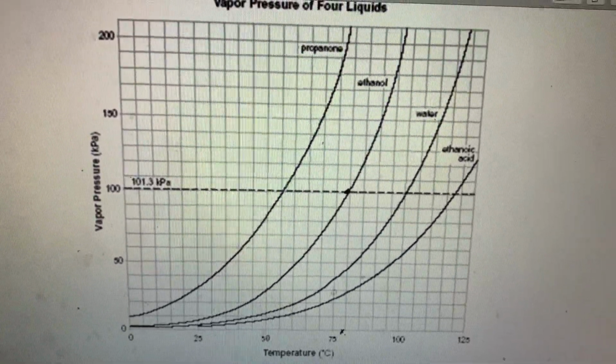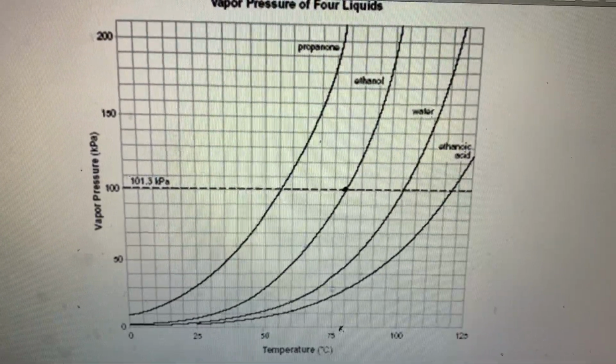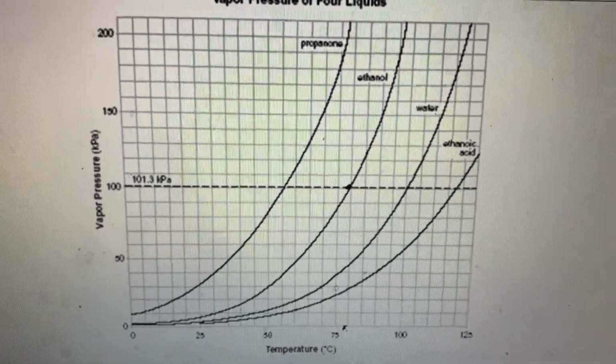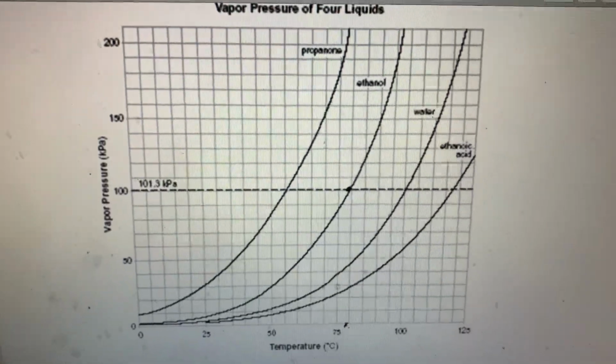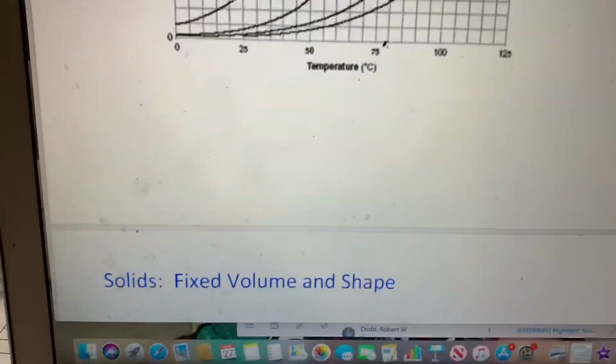So looking at this, ethanoic acid has the highest normal boiling point. It is going to have the strongest intermolecular forces, whereas propanone, which is over here, is going to have your weakest intermolecular forces. So some fun stuff we can do with that graph.